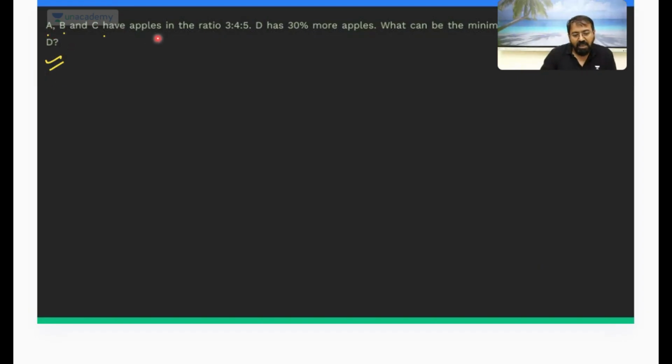A, B, and C have apples in the ratio 3:4:5. D has 30% more apples than A. Here it should be than A. Now, what can be the minimum value of apples with D? Guys, can you confirm this part? Give a thought and tell me. A, B, and C have apples in the ratio 3:4:5. D has 30% more apples than A. So what can be the minimum number of apples with D? Give a thought and tell me.